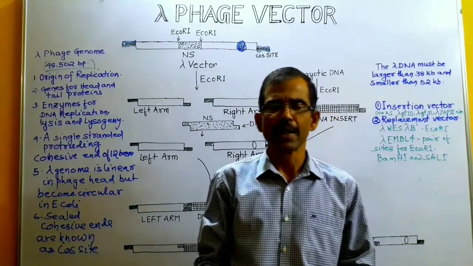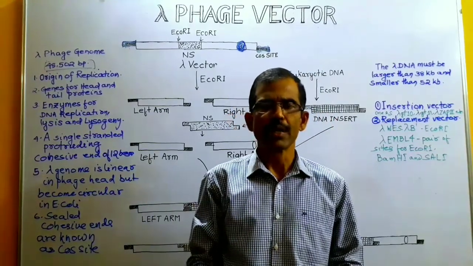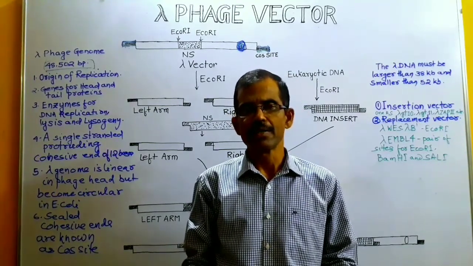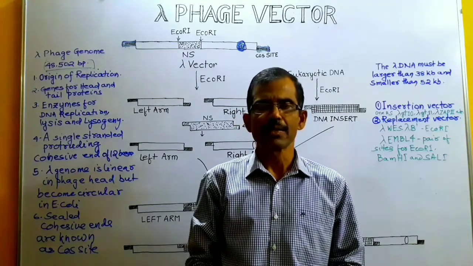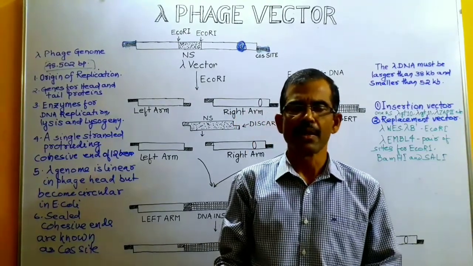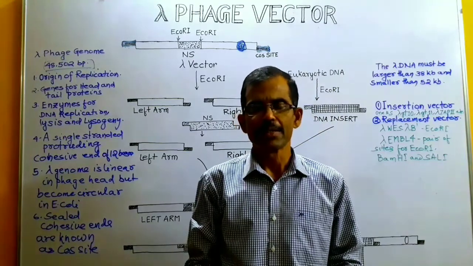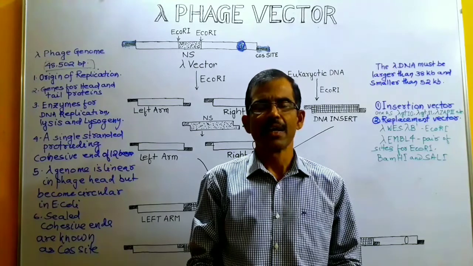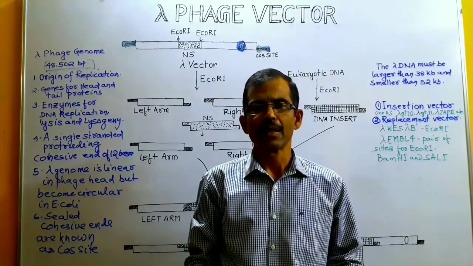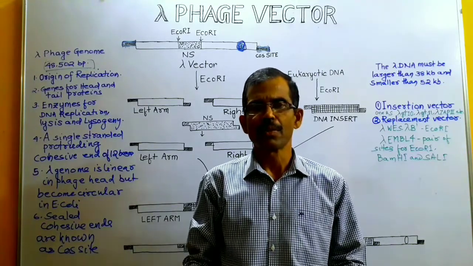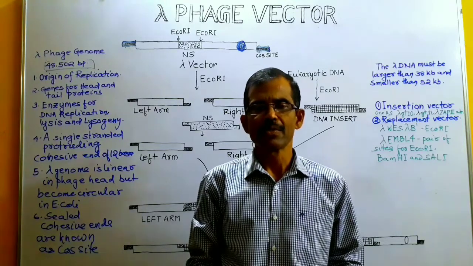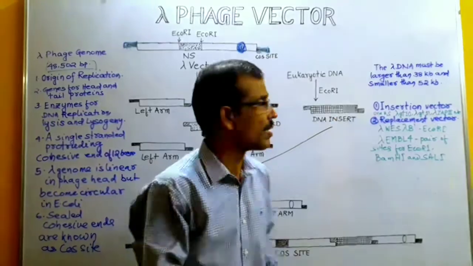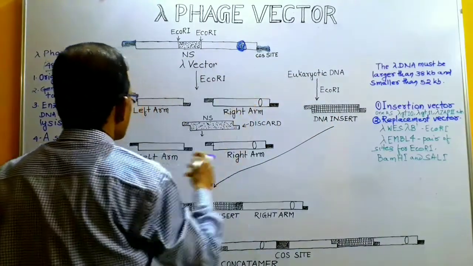The use of bacteriophage as cloning vector gives us certain advantages. First, bacteriophage vectors can accommodate large DNA fragments. Second, a large number of plaques can be screened easily as compared to bacterial colonies for the presence of recombinant DNA. So friends, today we are going to discuss a bacteriophage vector known as Lambda phage vector.